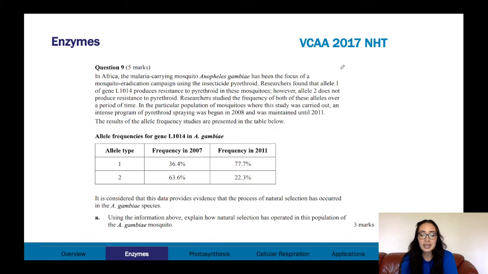So I'm just going to summarize this. It's talking about a mosquito and there was some kind of pesticide. Over time, some mosquitoes become resistant and these mosquitoes increase, like the frequency of that allele increases.